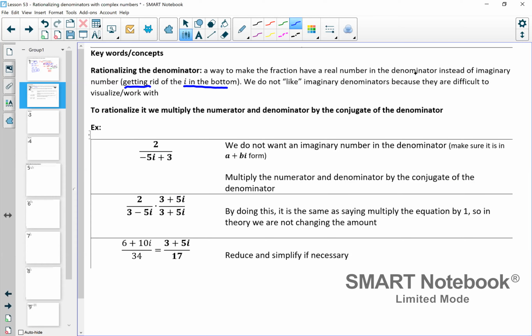This is like when we were trying to divide by a radical. Dividing by imaginary numbers is really hard to imagine. Like, what would be 5 divided by i? I don't know. But if we rationalize it and get rid of this, it'll make it a lot easier to visualize that number.